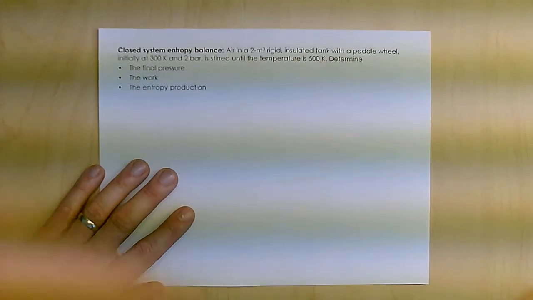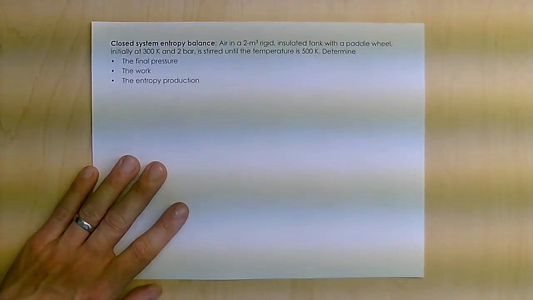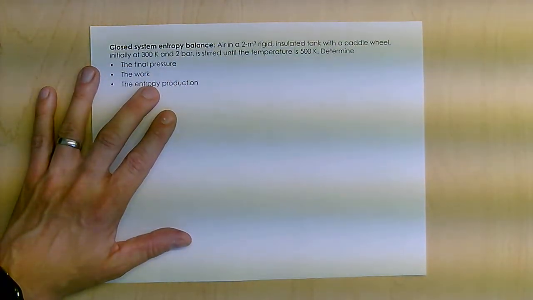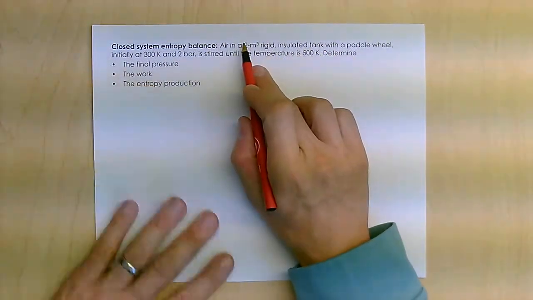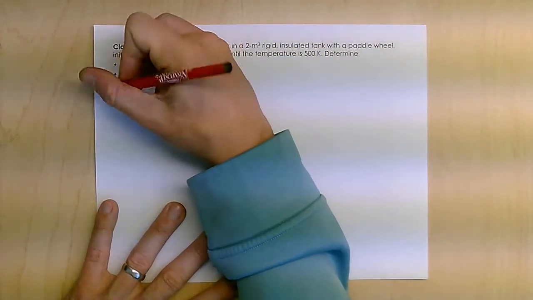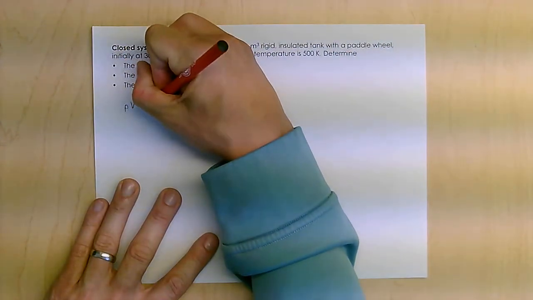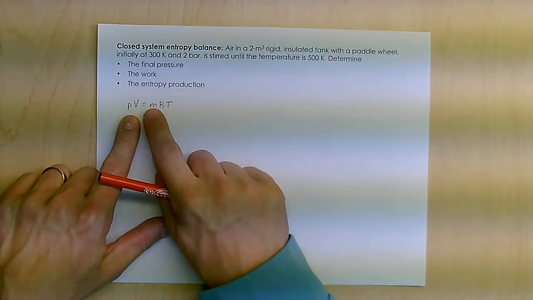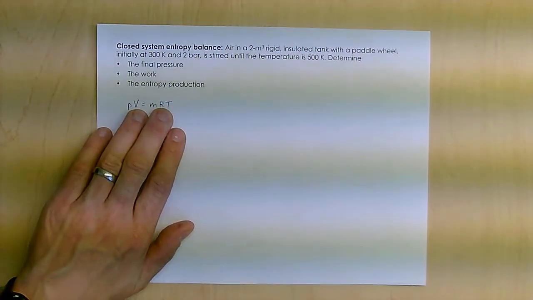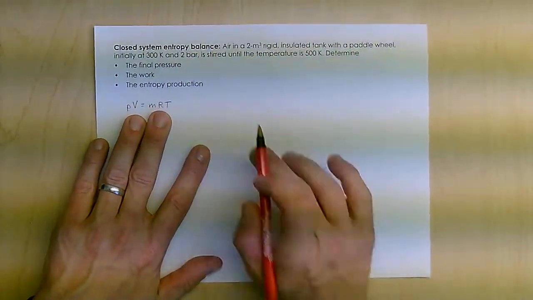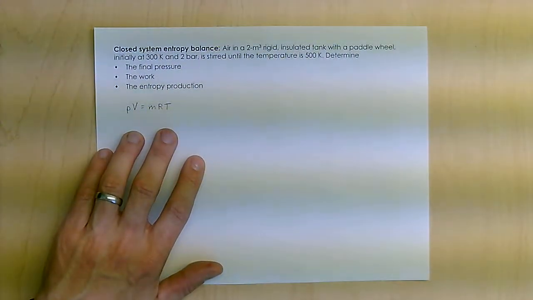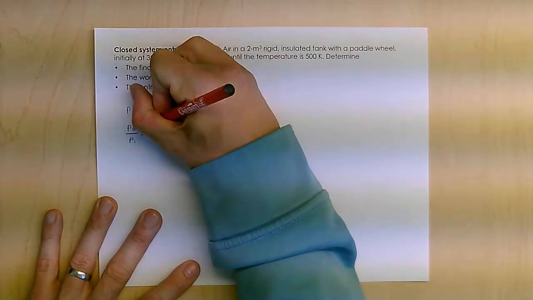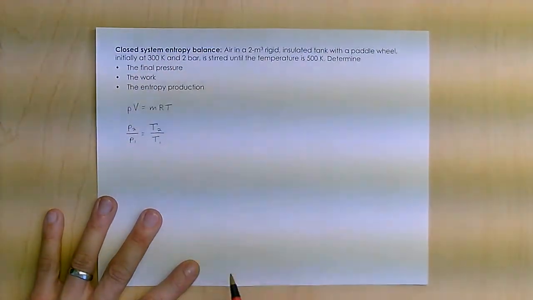So I first want to find the final pressure. To find that final pressure, remember volume is constant, right? So again, I have the equation PV equals MRT. If volume, mass, and R are all constant, which they are, because it's rigid, it's the same amount of stuff, and R is always constant, then just P2 over P1 equals T2 over T1, right?